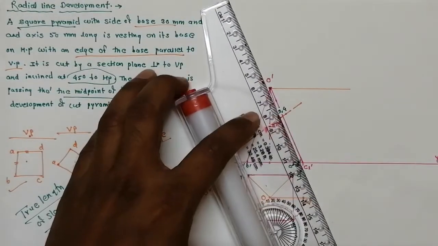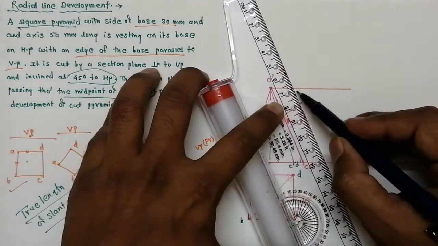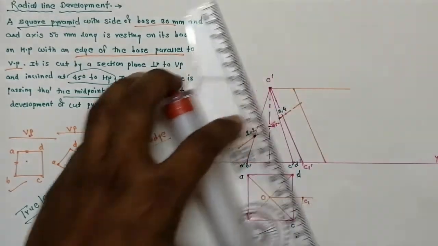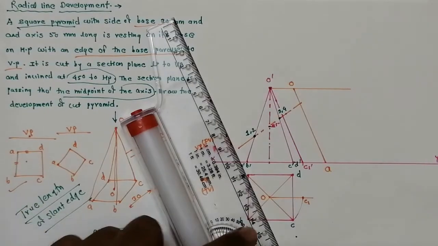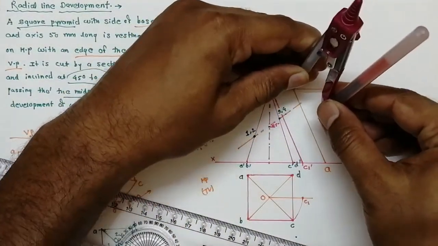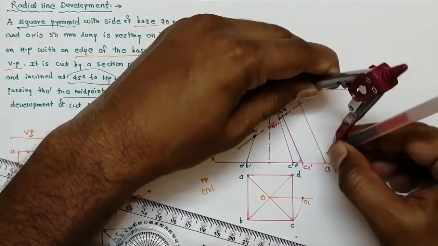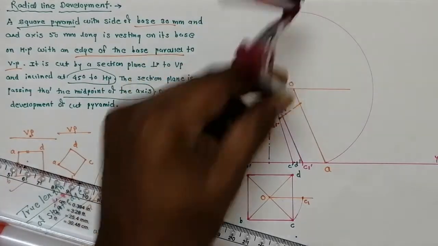Now keep your roller scale on the new slant edge because it is representing the true length. Like this. So this is O, this is our A. Now the remaining method is same. You take O as a center and this A as a radius, then draw the curve.